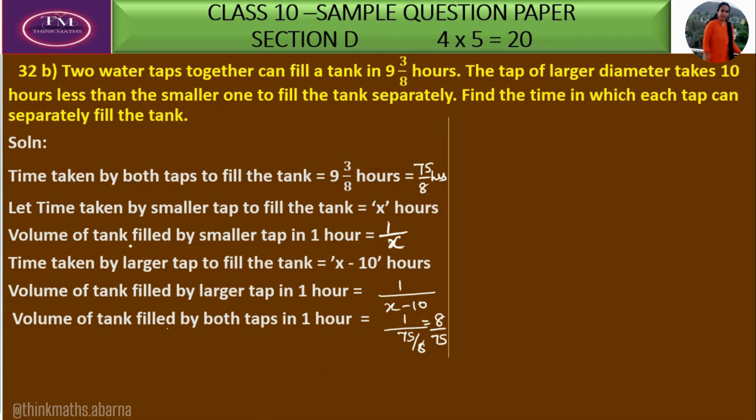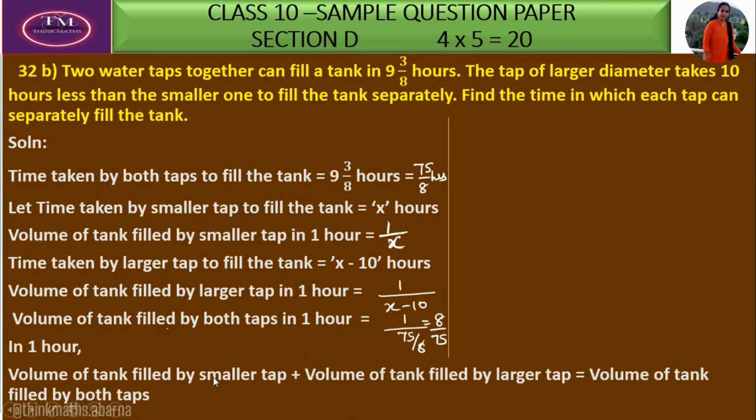Now what is that? The volume of tank filled by the smaller tap and the volume of tank filled by the larger tap will be equal to the volume of tank filled by both the taps. Okay. So now we can write that in 1 hour, volume filled by smaller tap plus volume filled by larger tap is equal to volume filled by both taps. Both the taps can fill 8 by 75. What is the smaller tap volume? It is 1 by x. What is the larger tap volume? It is 1 divided by x minus 10, and both the taps it is 8 by 75. Now we have to solve this equation and find the value of x.